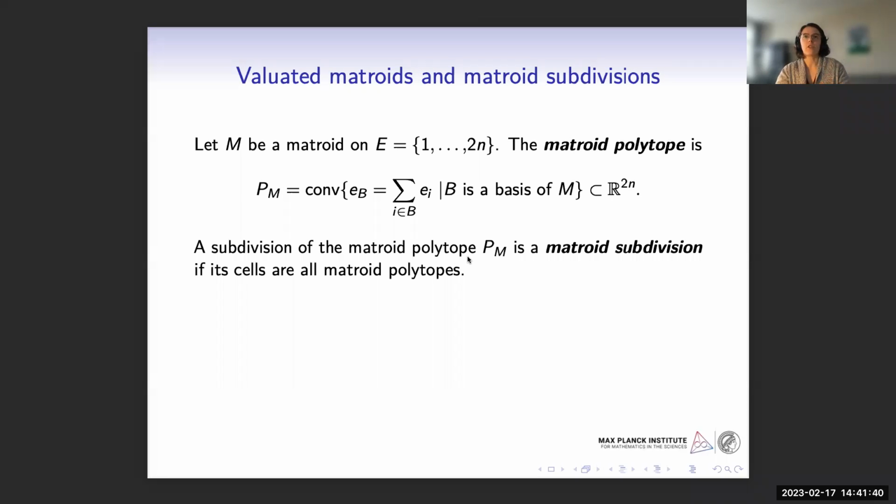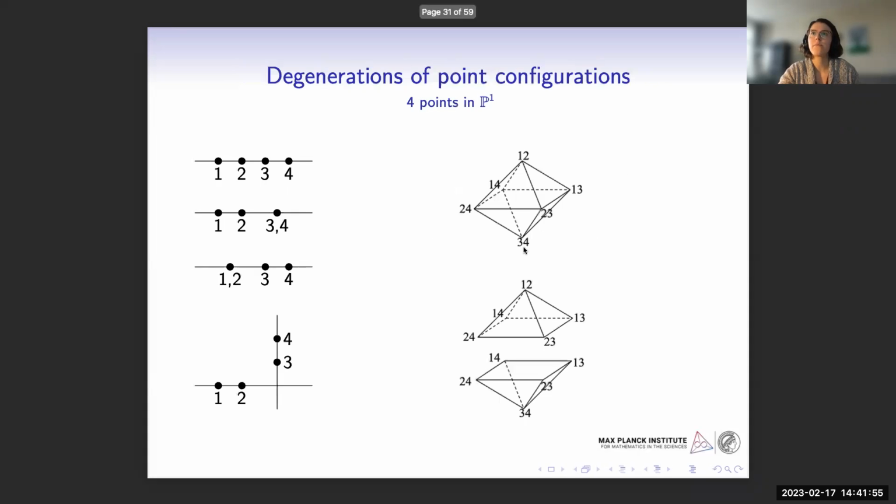Okay, now a subdivision of the matroid polytope is called a matroid subdivision if the cells are again all matroid polytopes. So all the vertices of the polytope correspond again to a matroid. And just to go back to the picture, this is the matroid polytope of the uniform matroid. If I just slice it into these 2 pyramids, then both of them are again going to be matroid polytopes, because they correspond to those matroids with 1 non-basis, 3, 4, or 1, 2, respectively.